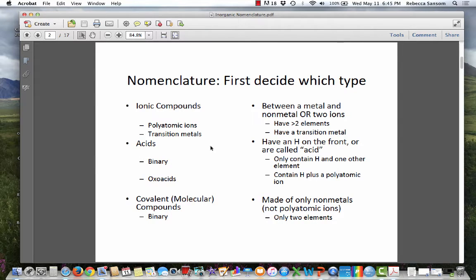Acids are going to have an H on the front, or they're going to be called acid. That's how you identify them. And they can either be binary or oxoacids. We'll talk about both. Covalent compounds, we're only going to worry about binary covalent compounds, meaning they only contain two elements. And they will be made entirely of nonmetals.